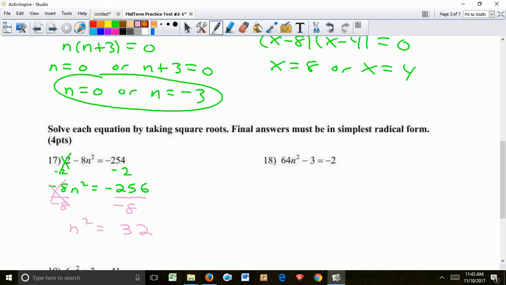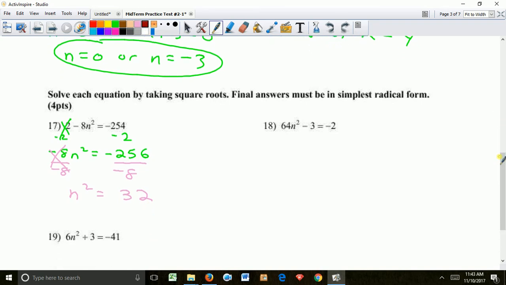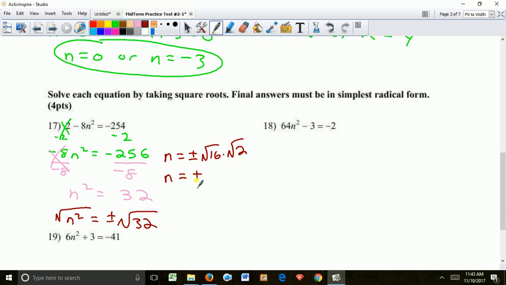When you take the square root to both sides, bear in mind there are 2 solutions, so don't forget your plus or minus signs. You now take the square root to both sides. So if you simplify that, you get n is equal to plus or minus, and then root 32 is the same thing as root 16 times root 2. So now we get n is equal to plus or minus 4 root 2.